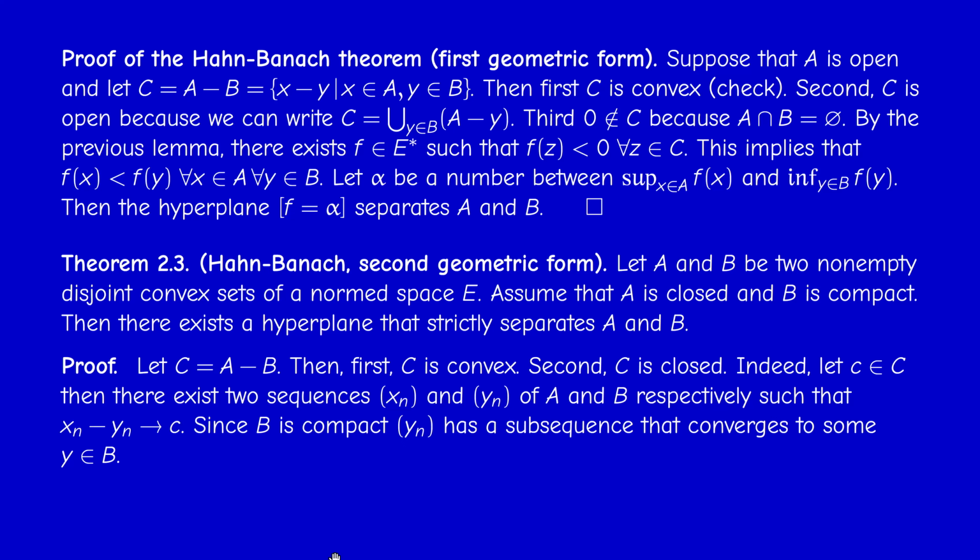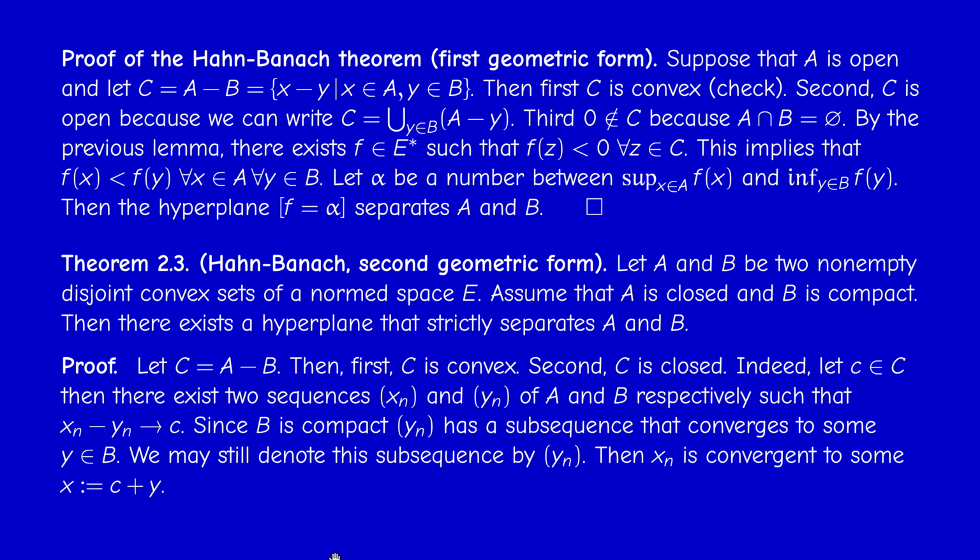Now compactness of B implies that yn has a subsequence that converges to some y. In order to avoid subscripts, we may still denote the subsequence by yn. So what do we have? We have xn minus yn is convergent, yn is convergent, therefore xn is convergent. And xn converges to y plus c or c plus y.